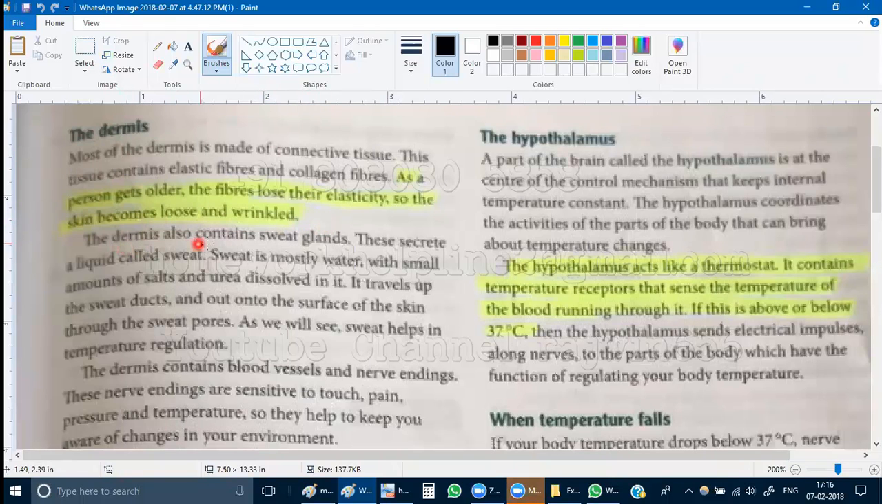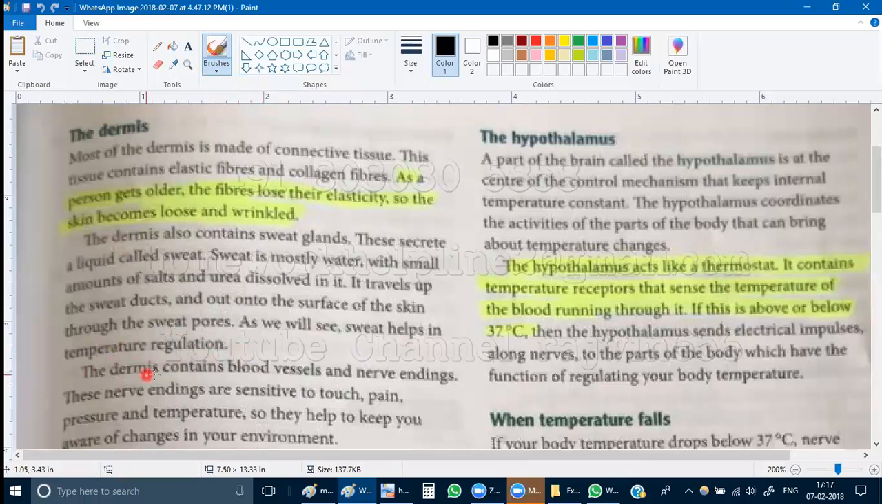The dermis also contains sweat glands. These secrete a liquid called sweat. This is of course when the outside temperature is higher. At that time a larger amount of sweat will be produced. Sweat is mostly water with small amounts of salts and urea dissolved in it. It travels up the sweat ducts and out onto the surface of the skin through the sweat pores. As we will see, sweat helps in temperature regulation.